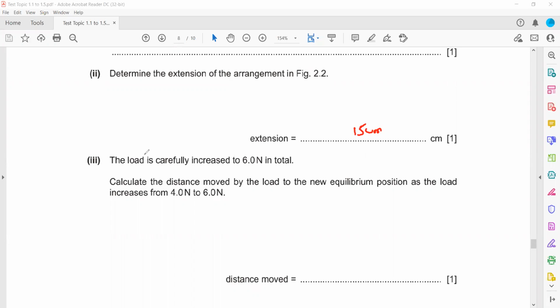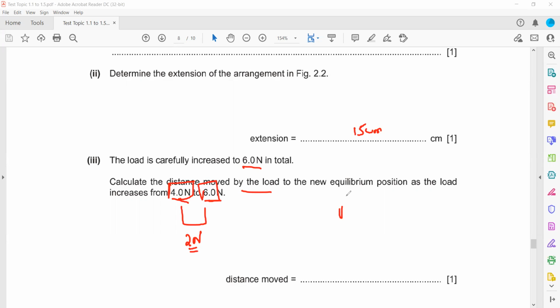Then the load is carefully increased to 6 Newton. Calculate the total distance moved by the load to a new equilibrium position as the load is increased from 4 Newton to 6 Newton. So how can we work it out? Basically, we can use a simple ratio here. The force is 4 Newton and the force is changed to 6 Newton. So how much does the force change? The force changed by 2 Newton.